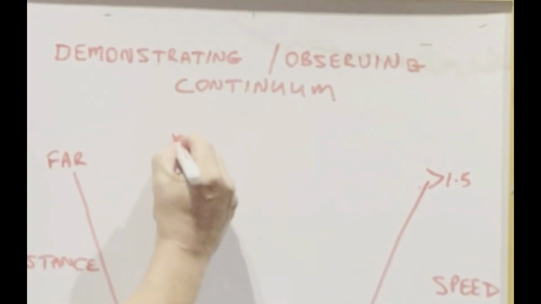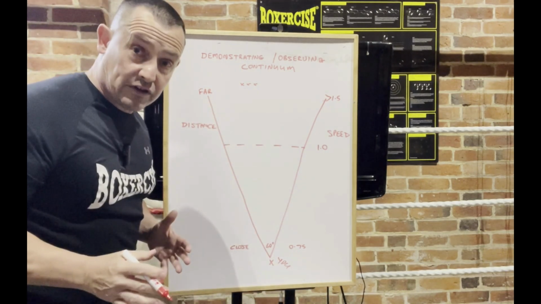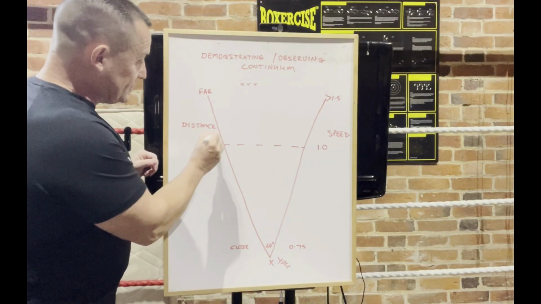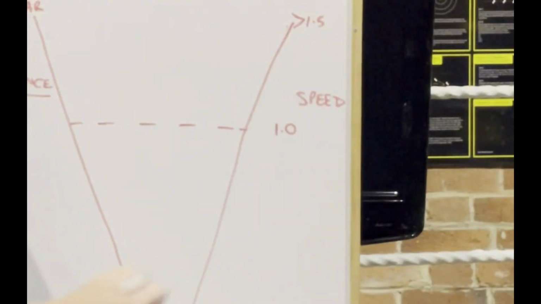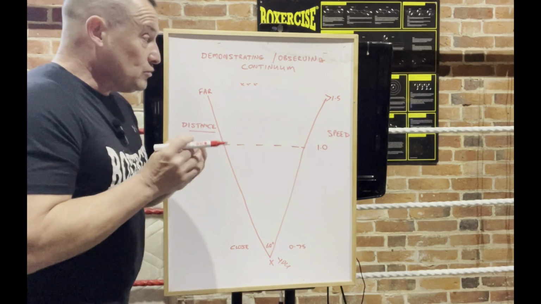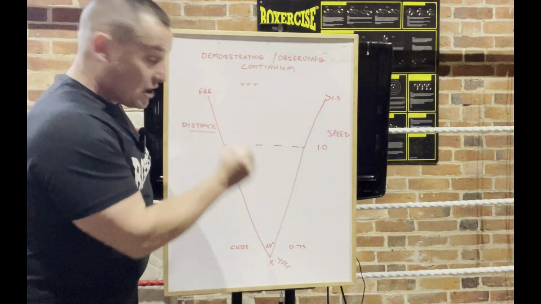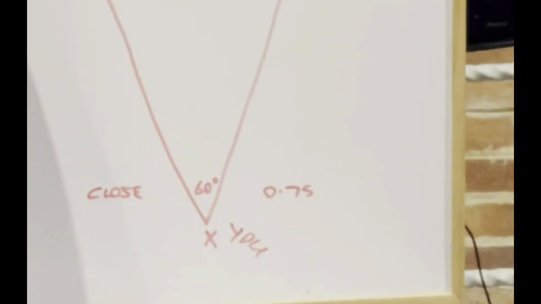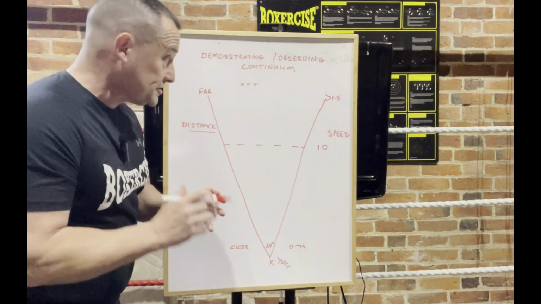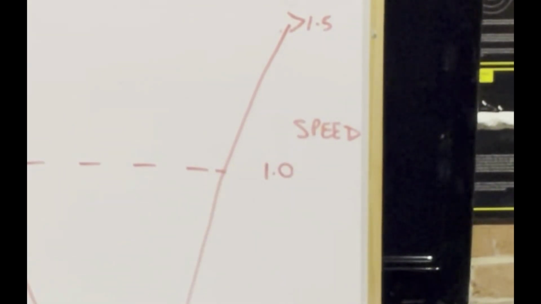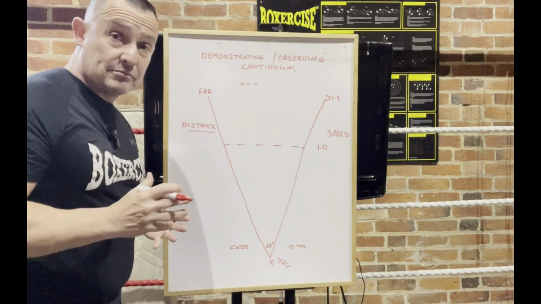For example, the people here could be the people that you're either demonstrating to or that you are observing. Along this axis, we have distance, the distance from you to them. Along this axis, we have speed, the speed at which you should be observing the technique. Please note that this says close, this says far. This says 0.75, so this would represent slow motion, so slower than 0.75 of normal speed. This would be normal speed, normal playback, and this is super speed or greater than 1.5 times playback speed.